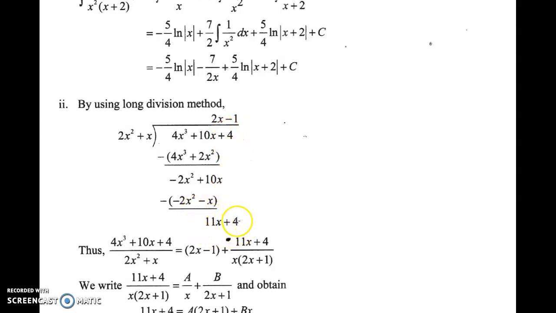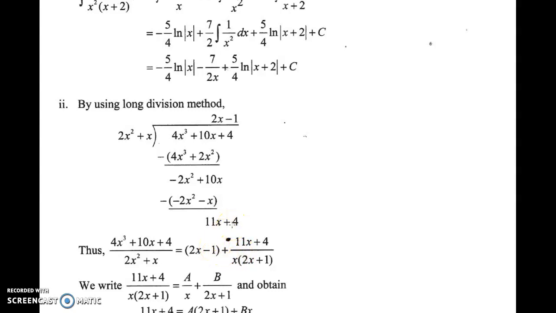Now, as you can see, this polynomial function has a lower order compared to this. So this will be the end. We cannot really proceed anymore. So the result of long division for this function will be 2x minus 1 plus 11x plus 4 over 2x squared plus x. This is the result of long division.